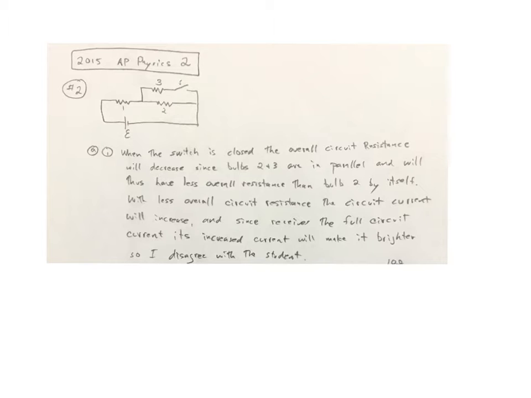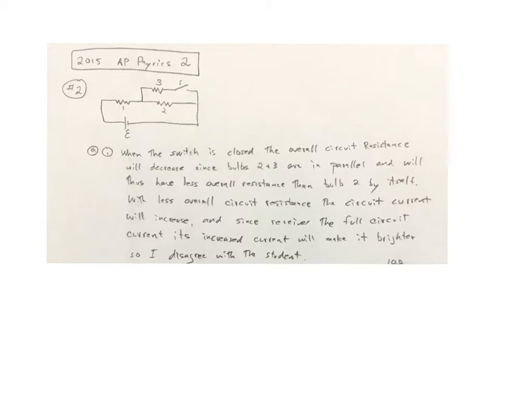But basically I'm making an argument that it gets brighter, and you can read my reasoning here. When you close that switch, bulbs 2 and 3 are in parallel, so you identify that. Before you add the second bulb in parallel, you just have 1 and 2 in series. But now 2 and 3 are in parallel. That decreases the overall resistance of this circuit, as I've stated. And once you decrease the overall resistance of a circuit, that increases the circuit current, and bulb 1 gets all the circuit current because it's in series with the combination of 2 and 3 that are in parallel.